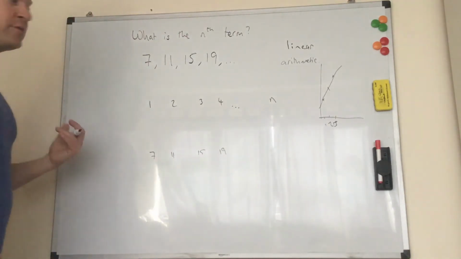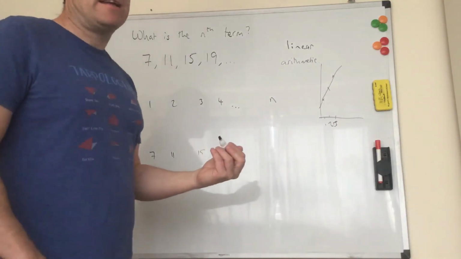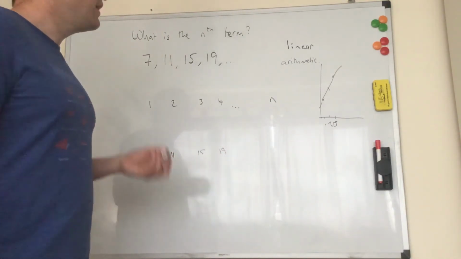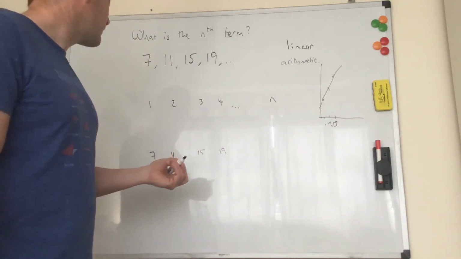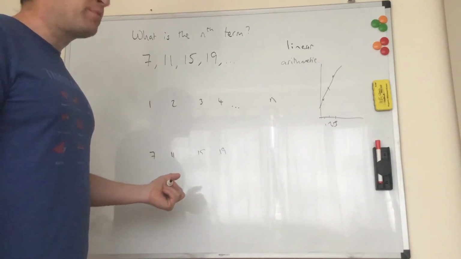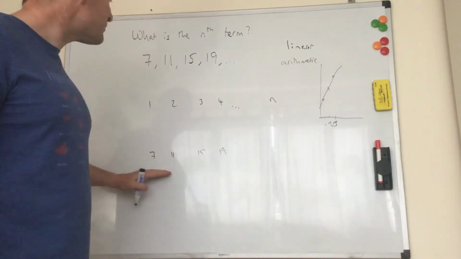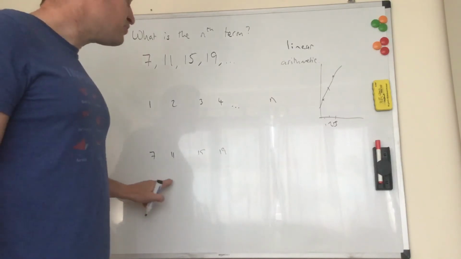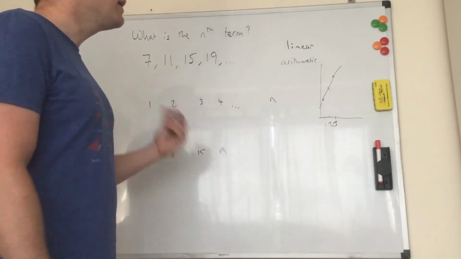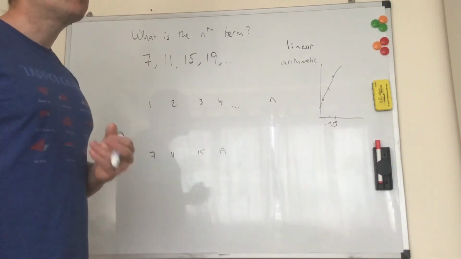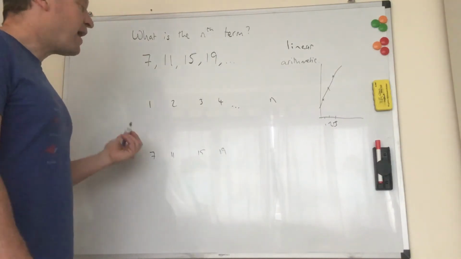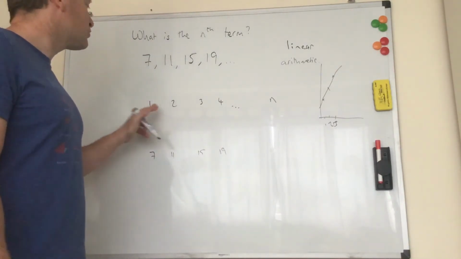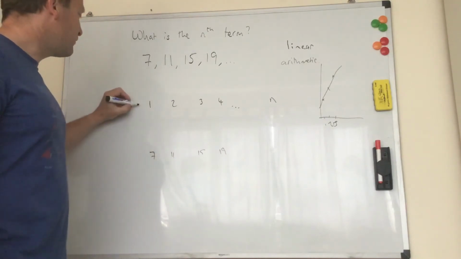Okay, we need to basically do two things to get a linear sequence. We need to times by a number and then add or subtract a number. Okay, how do we work out what we need to times by? I have to look at what times table this is linked to. It goes up in 4s. Okay, which times table goes up in 4s? Oh yeah, the 4 times table. How do we get the 4 times table? From 1, 2, 3, 4, we times by 4.